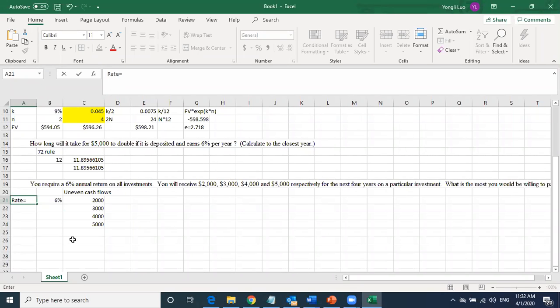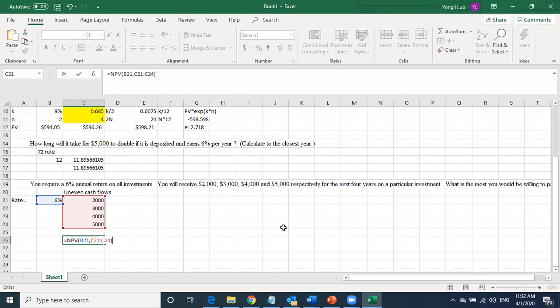Now we do this one. We're using the function called net present value. So you will have the net present value function. You choose the rate, 6%, and then you put a comma, and you choose all the values. Choose all those values, and then you close the parentheses. This is very convenient for you to calculate uneven cash flow.